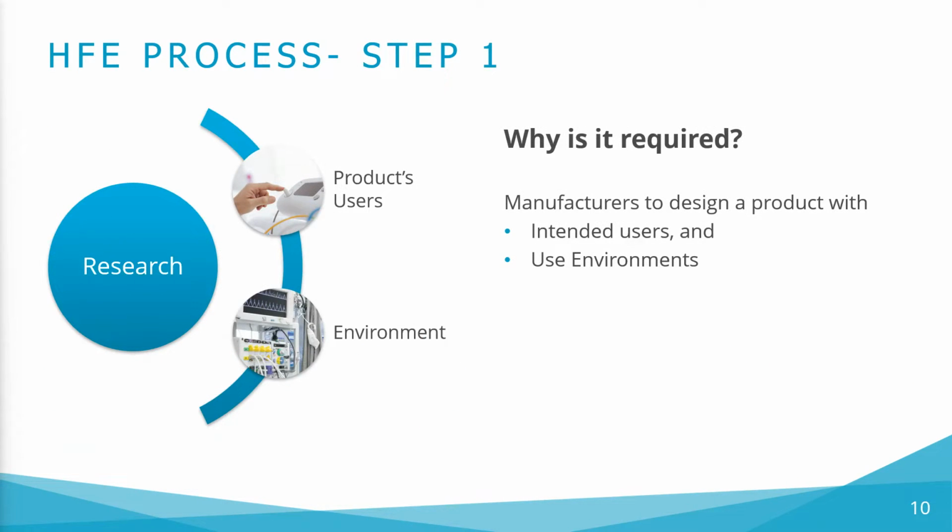HFE process step 1, research. Research is part of the HFE process focused on learning about a product's users and the environments in which they will use the product. The research findings are used to determine and prioritize user needs.